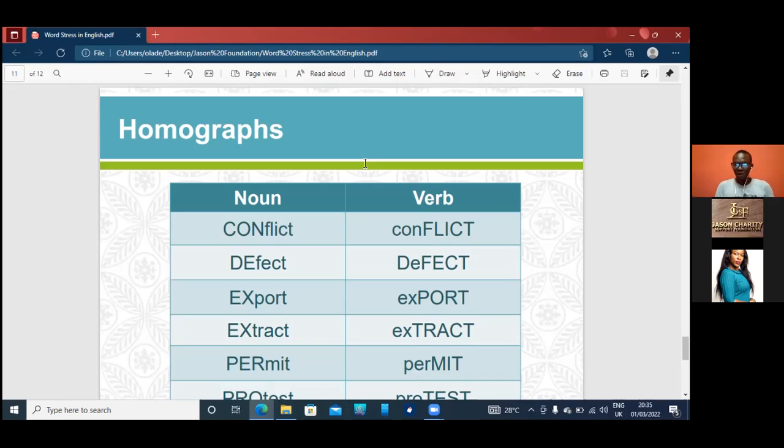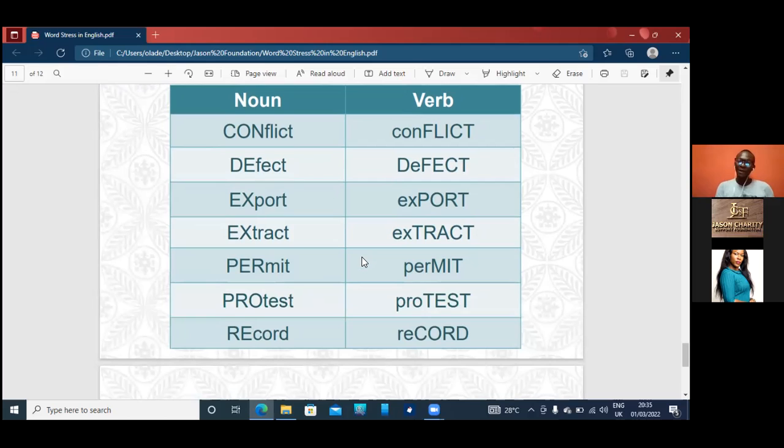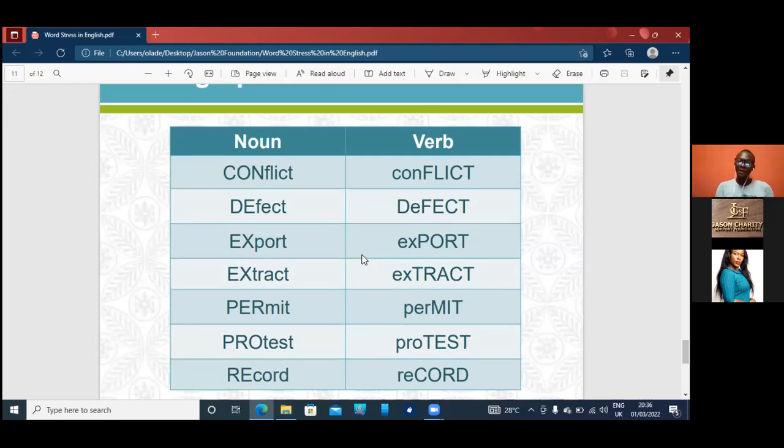Then you have conflict, conflict. Okay, here you have defect, defect, defect. Okay, export, export. Okay, export, sport, sport. Extra, chart. Okay. Permit means to go out. Okay. Protest. Okay. Know that when you have a disyllabic word that is a noun, it is stressed on the first syllable. And when you have it as what? A verb, it is stressed on the second syllable.